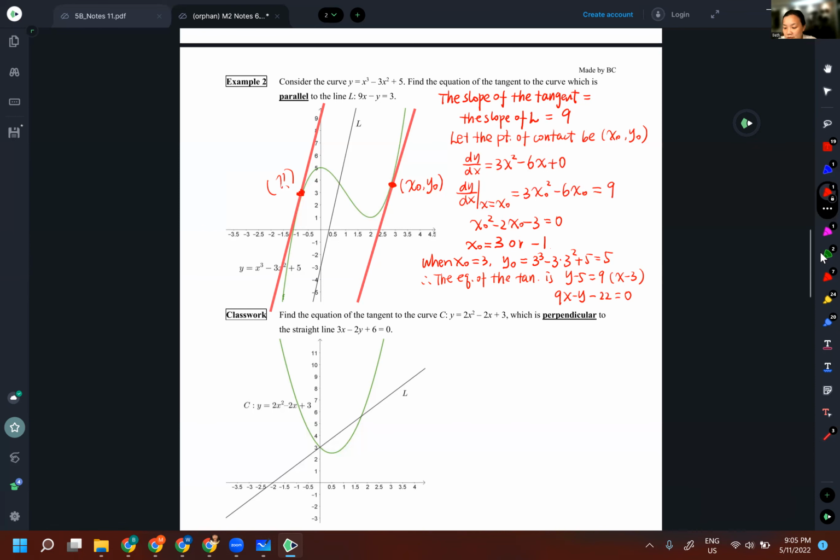That's the first one. For the second one, when x0 equals -1, y0 equals -1 cubed minus 3 times 1 plus 5. That is 1. The equation of the tangent is y minus 1 equals 9 times x plus 1. So 9x minus y plus 10 equals 0. There are 2 answers.